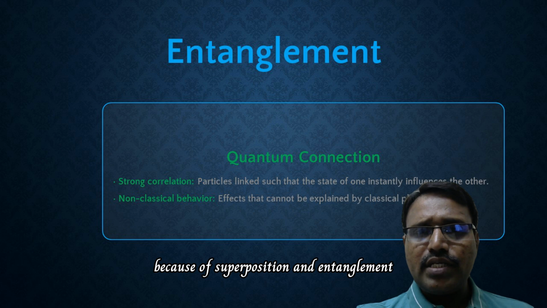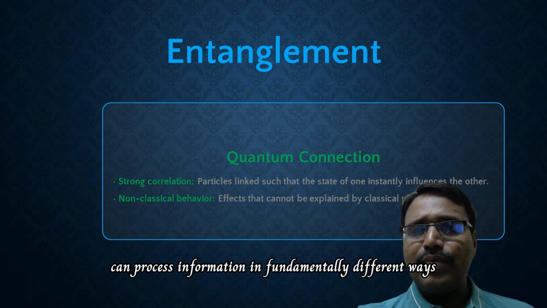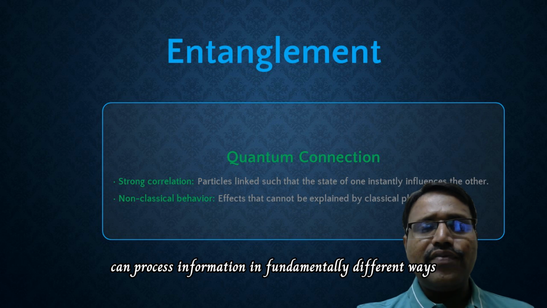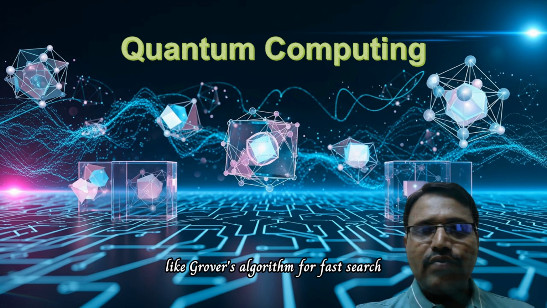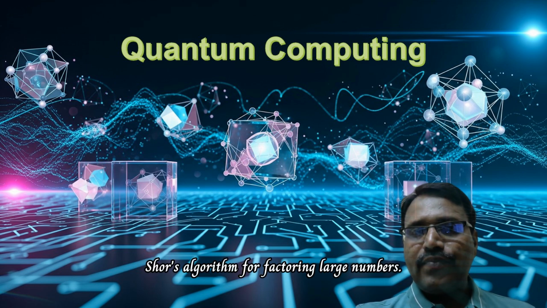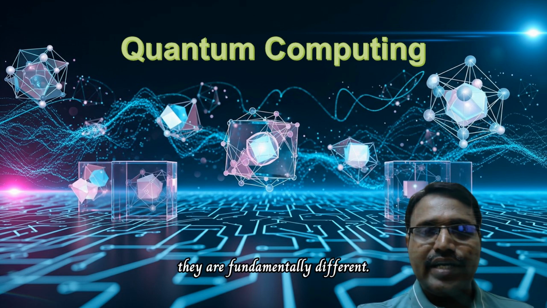Because of superposition and entanglement, quantum computers can process information in fundamentally different ways. This leads to powerful algorithms like Grover's algorithm for fast search, and Shor's algorithm for factoring large numbers. These are not just faster, they are fundamentally different.